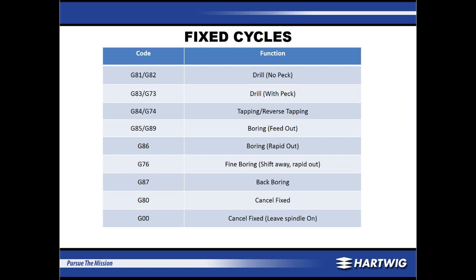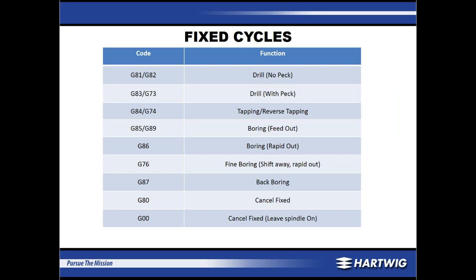For our first programming example, we're going to use primarily fixed cycles, and fixed cycles are pre-programmed cycles that'll take care of some of the work of programming the machine for you. Most of the fixed cycles we're covering are used for hole creation. G81 and G82, for example, would be used for drilling a hole where you didn't have any peck. We could use a G83 or a G73 for drilling a hole whenever we wanted to peck. We have G84 and G74 that we can use for tapping or reverse tapping.